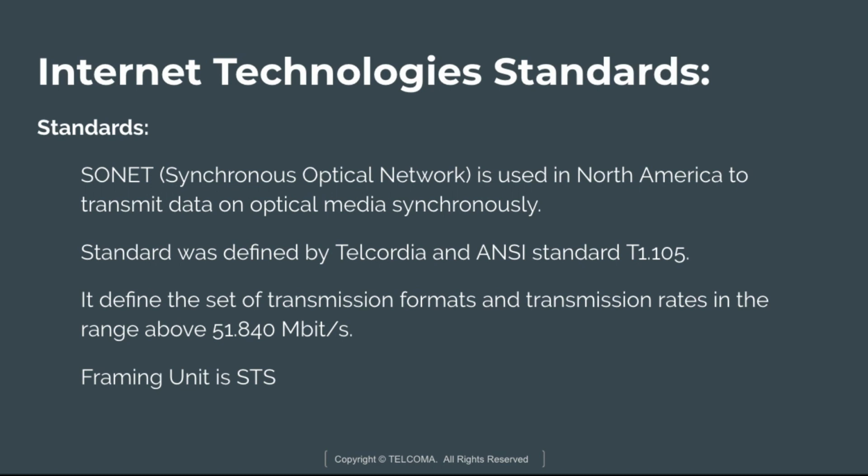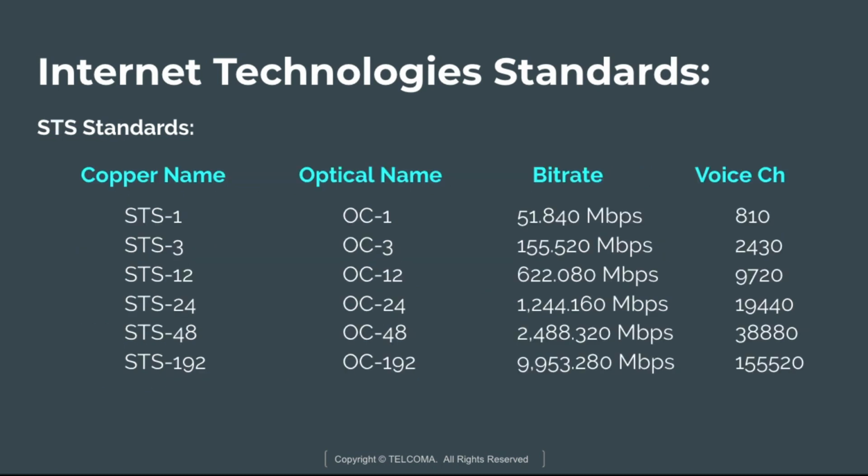Here the framing unit is known as STS, that is Synchronous Transport Signal. These are the framing units of SONET. STS1 is transmitted over OC1 with a bit rate of 51.840 megabits per second and it can accommodate 810 voice channels. Next one is STS3. It is transmitted over OC3 with a bit rate of 155.520 megabits per second and it can accommodate 2430 voice channels.